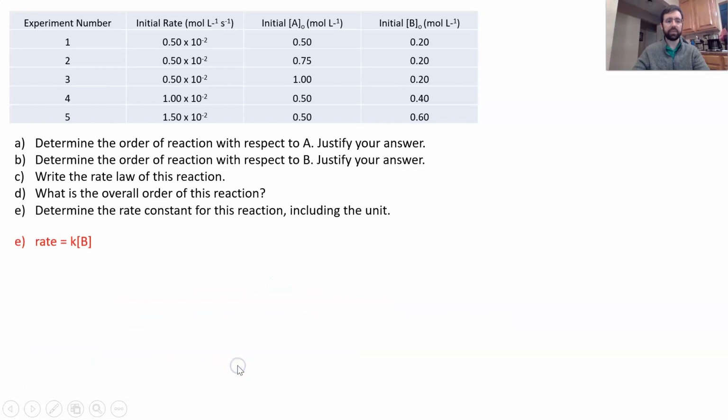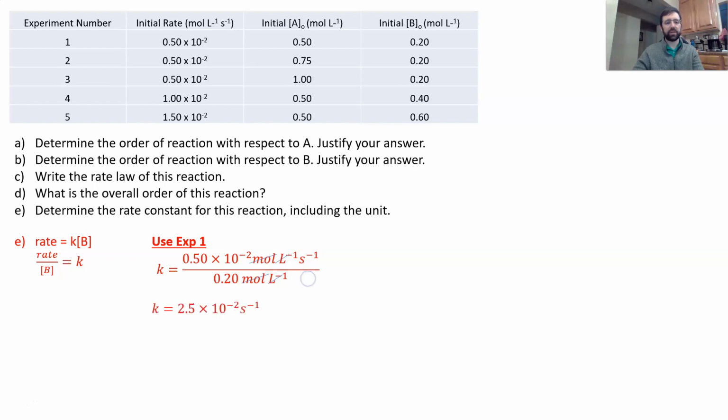Let's look at E. Determine the rate constant for the reaction, including the units. Start by remembering that rate is K times the concentration of B. Alright, so we've just got to plug in numbers. Rate over B is how I'm going to solve for K. I'll use experiment 1. So I'm going to put in the rate, 0.50 times 10 to the negative second moles per liter second, divided by 0.20 moles per liter, which is the concentration of B in experiment 1. Moles cancel out, the inverse liters cancel out, so I'm left with only inverse seconds. I get 2.5 times 10 to the negative 2 inverse seconds.